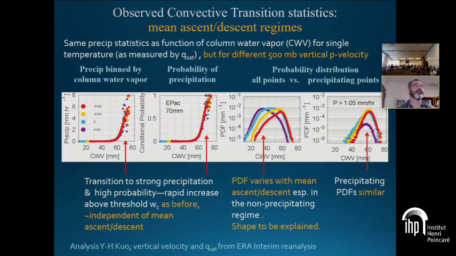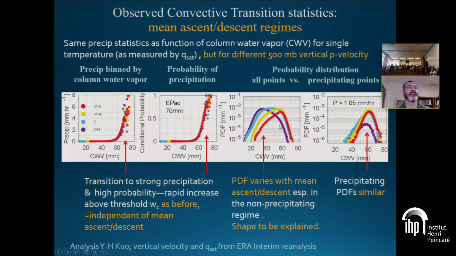One more thing in this same format, which is showing the statistics you just saw, but broken out by mean ascent or descent regime using monthly average 500 millibar vertical velocity from the ERA interim reanalysis. This is in observations. The pickup in the conditional average precipitation, probability of precipitation is going on same as before. This is shown for one particular temperature, and the different colors are now the ascent versus the descent regime.